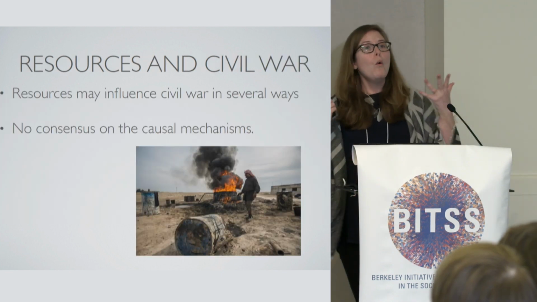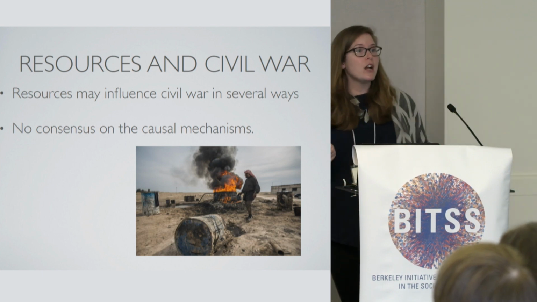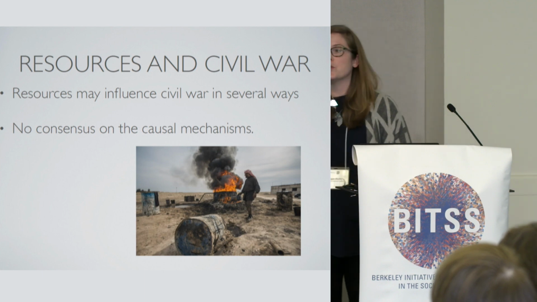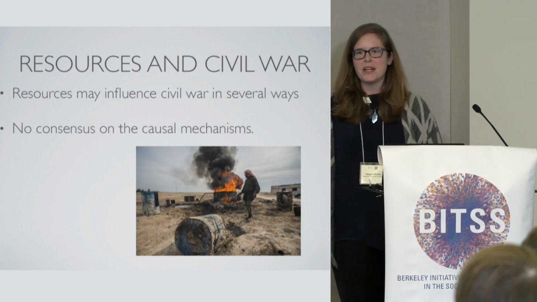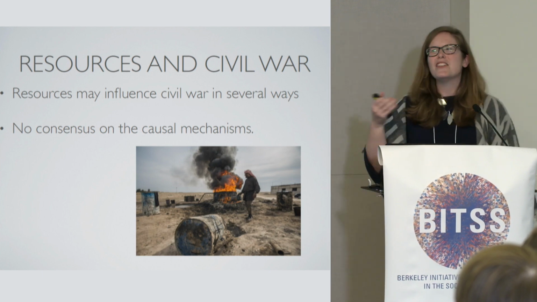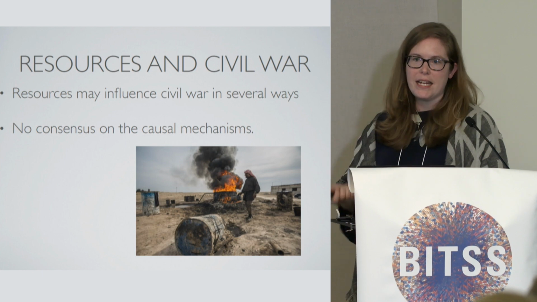So basically, what Ross wants to know, just to give a little background on the paper, is to better understand how resources influence civil war. And the understanding is that there's probably multiple pathways by which this happens, but there is no real consensus on what the exact mechanisms look like.